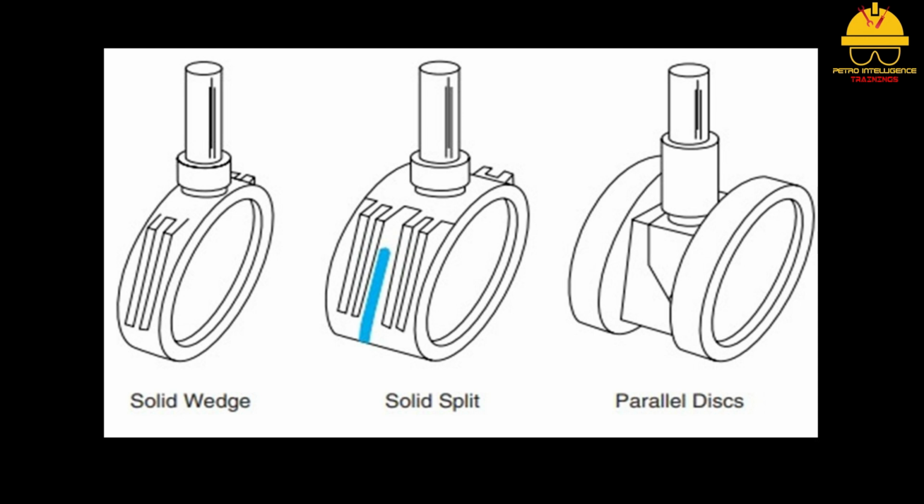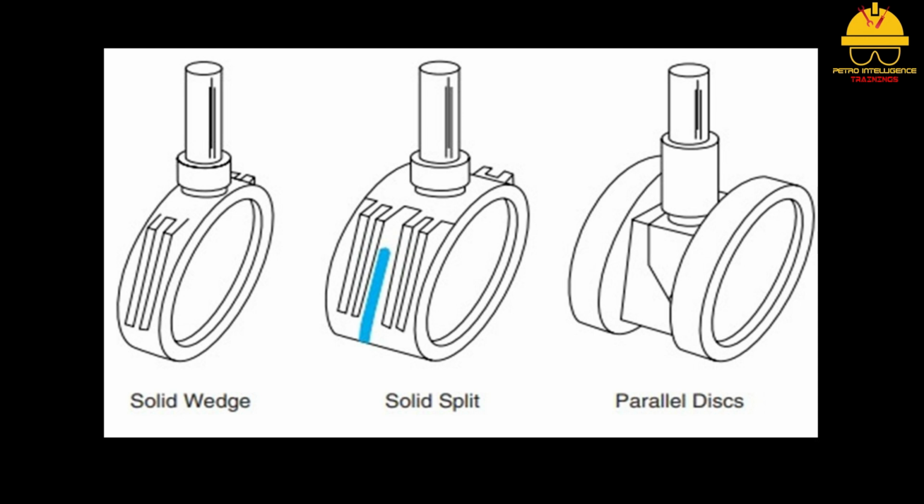Because the solid wedge gate is designed to fit snugly into the seat, it should never be over-tightened. Excessive force will damage the seats, so the technician should shut the valve until it seats and then back off slightly. The solid split gate forms a positive seal when the split metal gate slips into the seat.